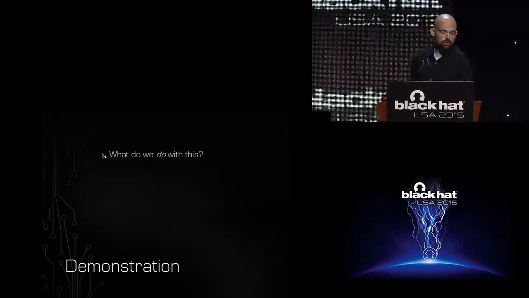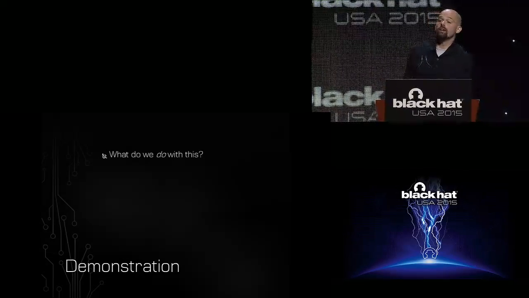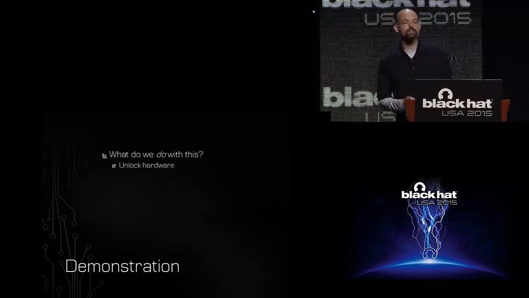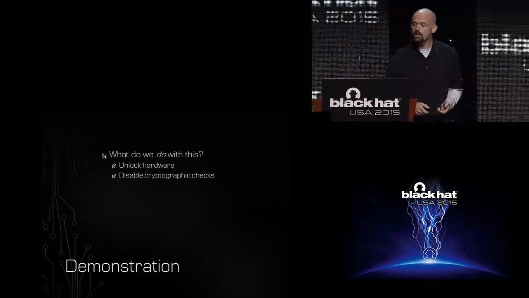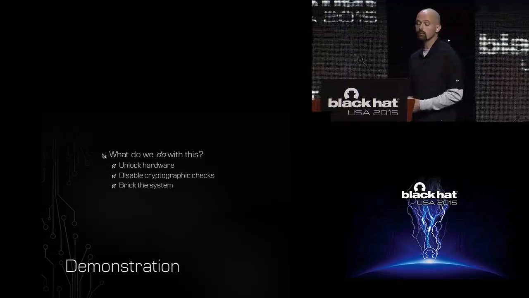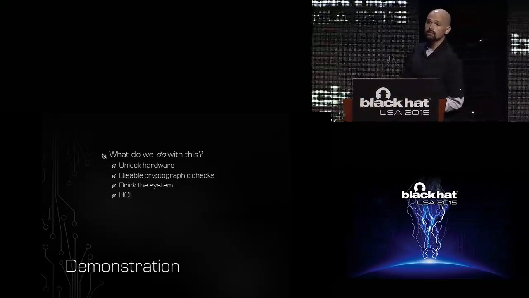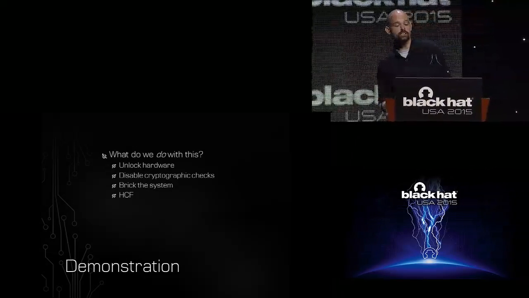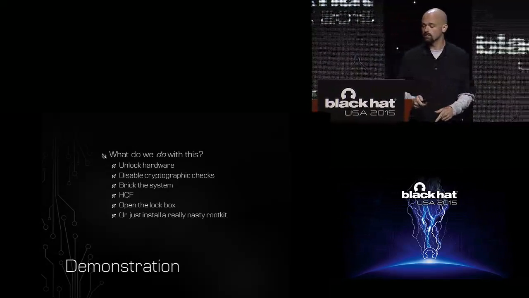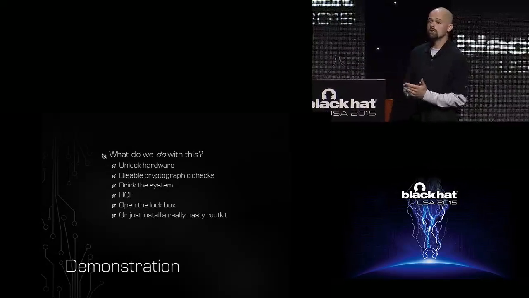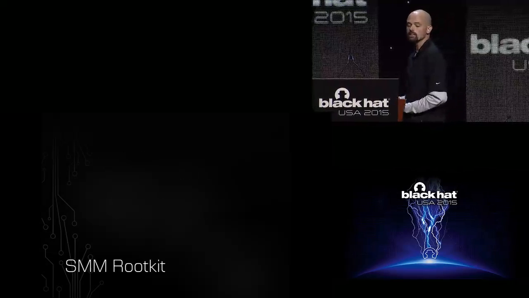So the question then is, what do we actually do with this capability? Okay, we've got ring -2 control. How do we use that? Well, we can unlock hardware that wasn't available to us in ring 0. We can disable the cryptographic checks on the system. We could brick the system if we wanted to. Since system management mode is in charge of thermal regulation on many systems, we could just halt and catch fire. We could open the lockbox on the system, or we could just install a really, really nasty rootkit.